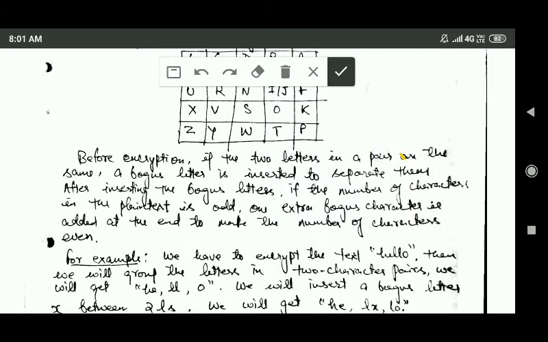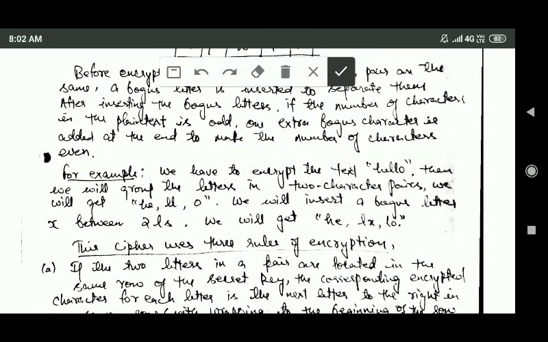So when we do encryption in Playfair cipher, what happens? The letters of plain text are grouped in pairs of two letters. If the two letters in a pair are the same, then a bogus letter is inserted to separate them. And after insertion of the bogus letter, if the number of characters in the plain text is odd, then one extra bogus character is added at the end to make the number of characters even, right? So the plain text is grouped in pairs of two letters.